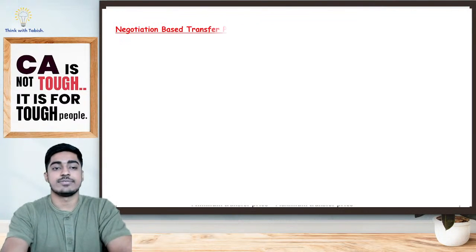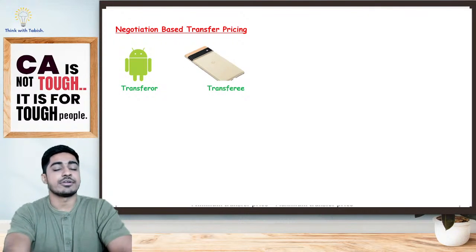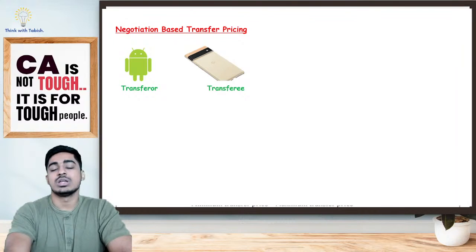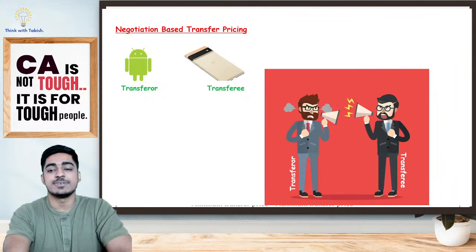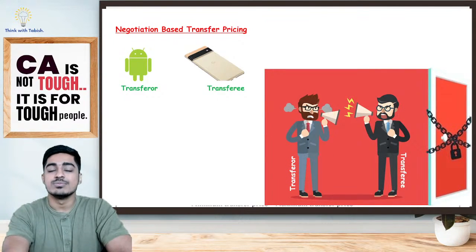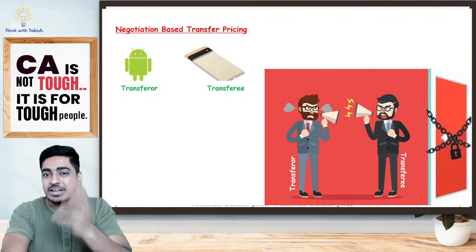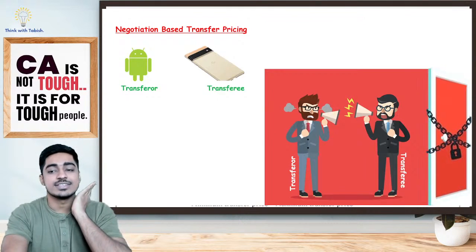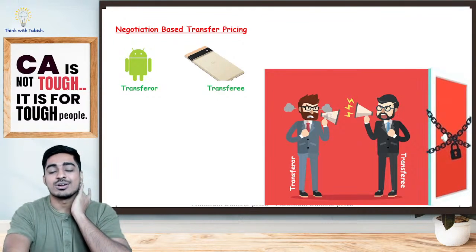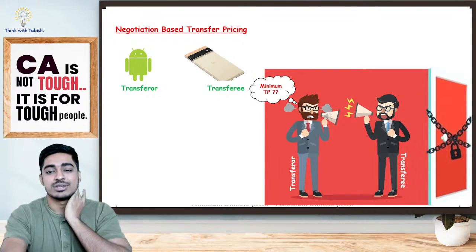Let us try to understand it. So we have negotiation based transfer pricing. Same example: the Android division is the transferor, and the Google Pixel division is the transferee. What is going to happen in negotiation based transfer pricing? We have the transferor and transferee, and we lock them up in a room. Tell them to fight, negotiate, throw chairs, throw pillows, whatever you want, and come out with a transfer price.